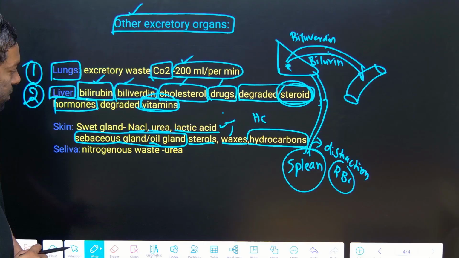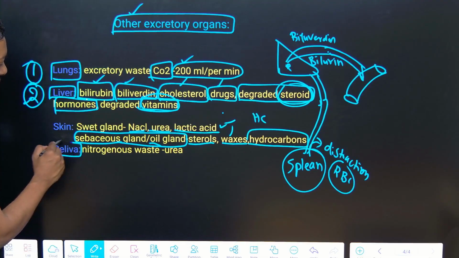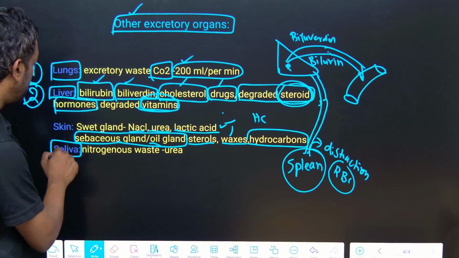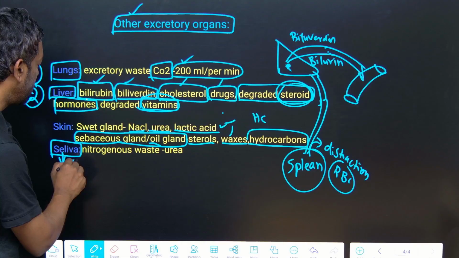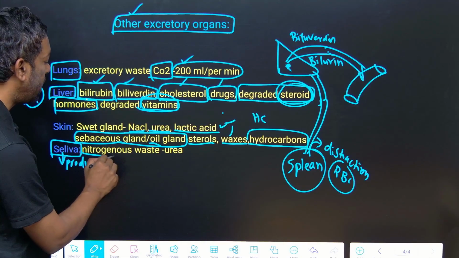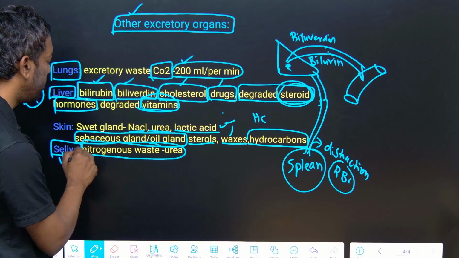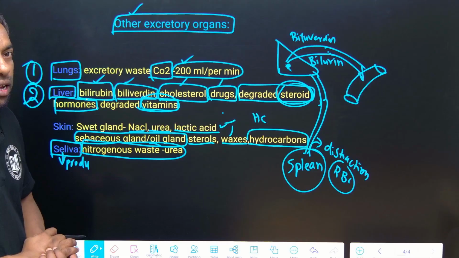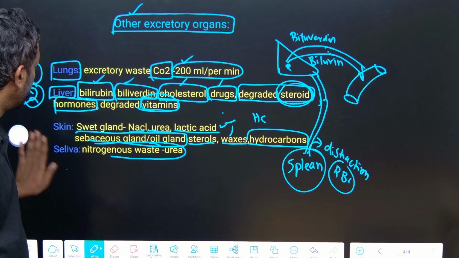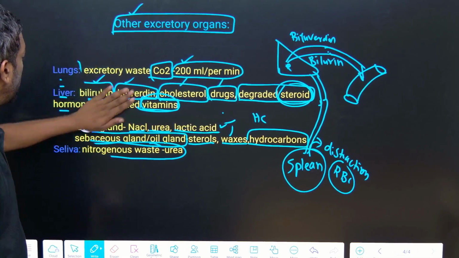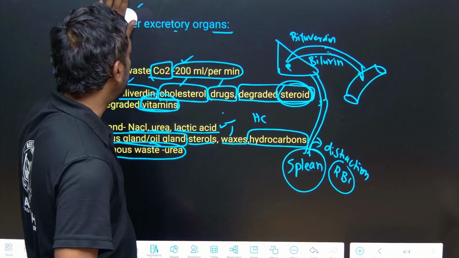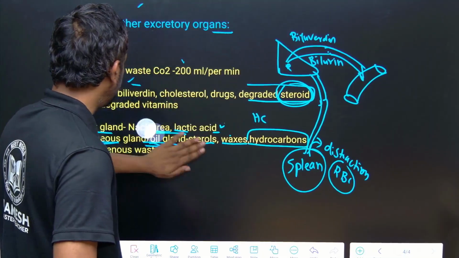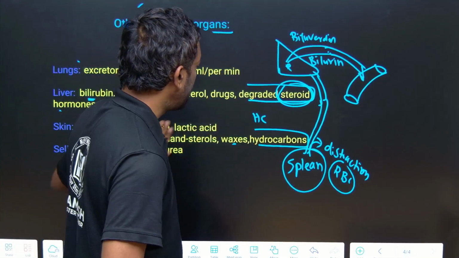Okay. Next one, saliva. Saliva is also an excretory product, which excretes nitrogenous waste like urea. In the saliva also there is urea excreted. And we will go through this again. This is the most important for exam point of view.